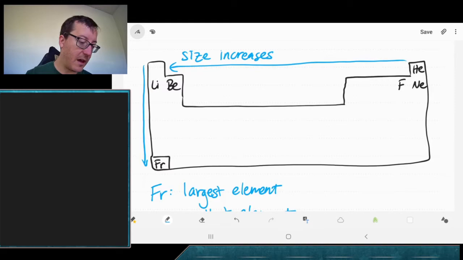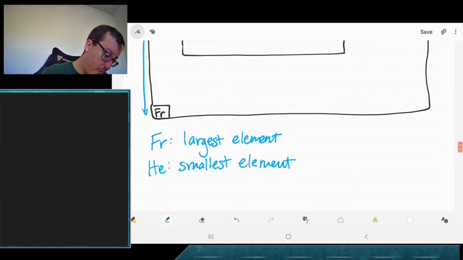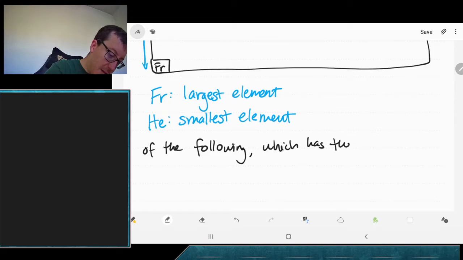By understanding these trends, we can make some predictions about things. We can talk about oxygen versus sulfur, sulfur versus selenium, sulfur versus phosphorus. If you can locate these things in the periodic table and apply their trends, that's what I'm looking for. So of the following, which has the largest radius?